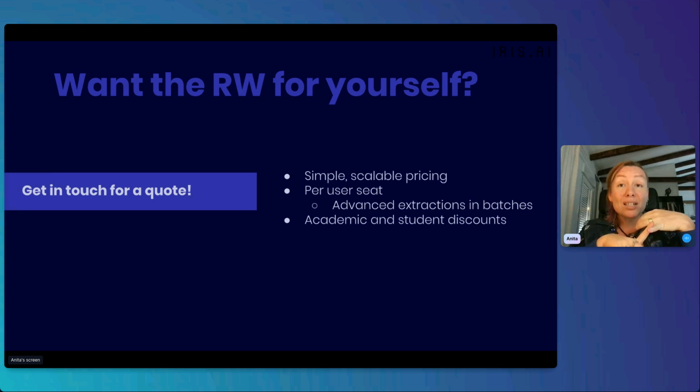Where it's per user seat. If you want the advanced extractions that Jan talked about, that is more custom work. So then we have batches of documents that you can buy access to, 1,000 or 10,000 extractions, depending on your needs. They require a lot of computational power. But basically, that is the pricing.